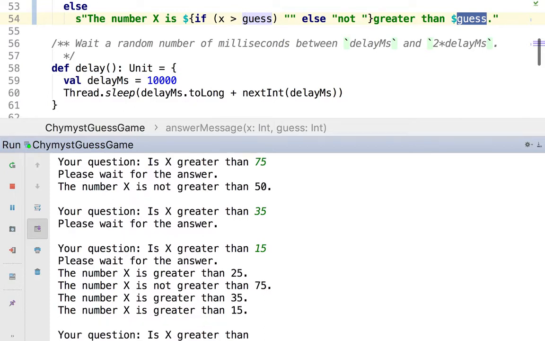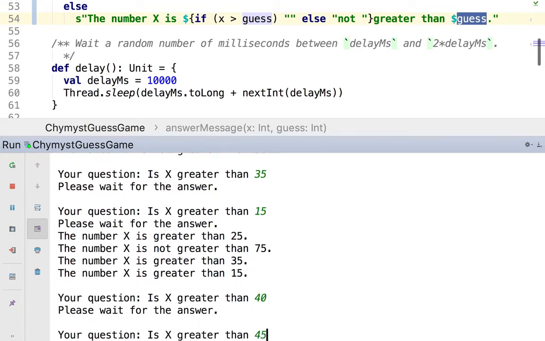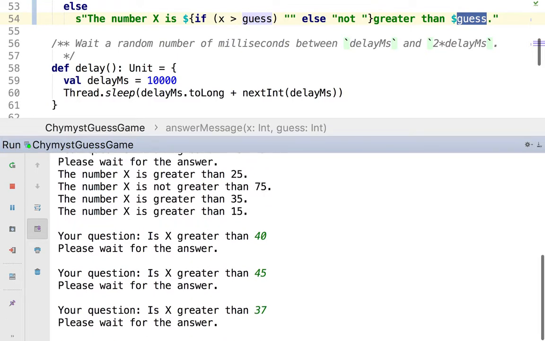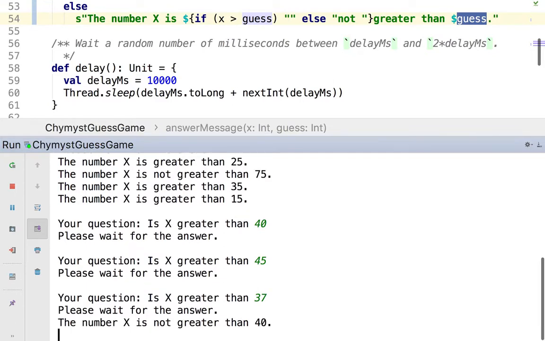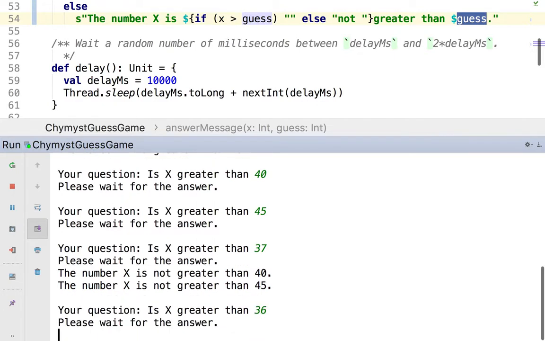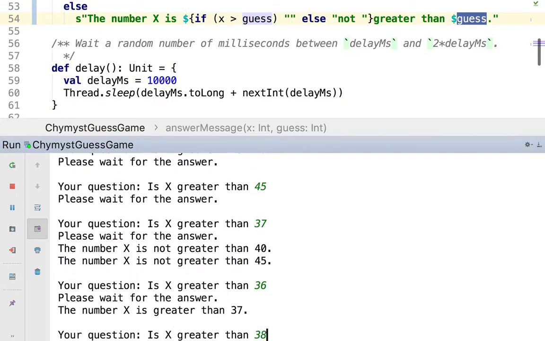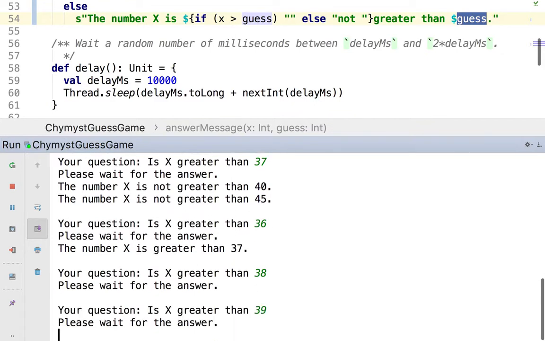So let me get 40. Let me get 45. Let me get 37, and I can enter more questions. Okay, it's between actually 35 and 40. That is good. Let me do 36. And oh, it's greater than 37. So let me do 38 and 39.